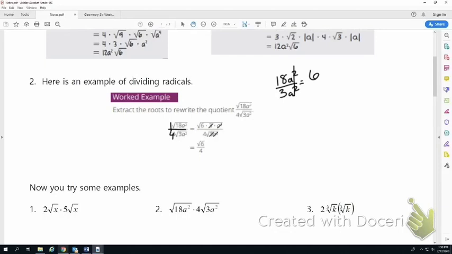I think probably the most common mistake that's going to happen is, okay, I do 18 divided by 3, which is 6, but do I put the 6 in the numerator or denominator? Most of you can do 18 divided by 3. It's just where do you put it? It's always going to go in the numerator. Okay, so let's work out a few of these examples.